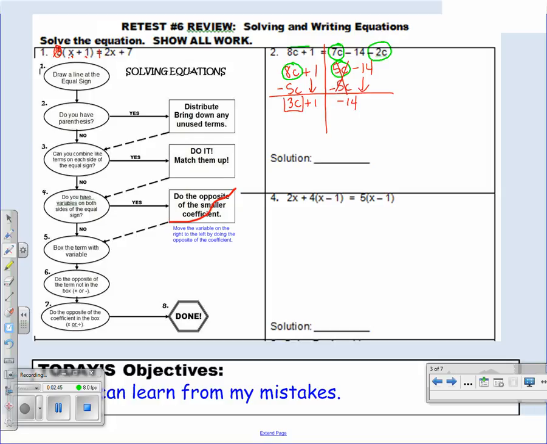Step 5, box the variable. Get rid of the term not in the box. That's the plus 1, so we subtract 1 from both sides. We still have 3c in our box. 1 minus 1 is 0. Negative 14 minus 1 is a negative 15. Last, do the opposite of the coefficient in the box. It's 3 times c, so we're going to divide by 3. And our solution is then c equals negative 5.